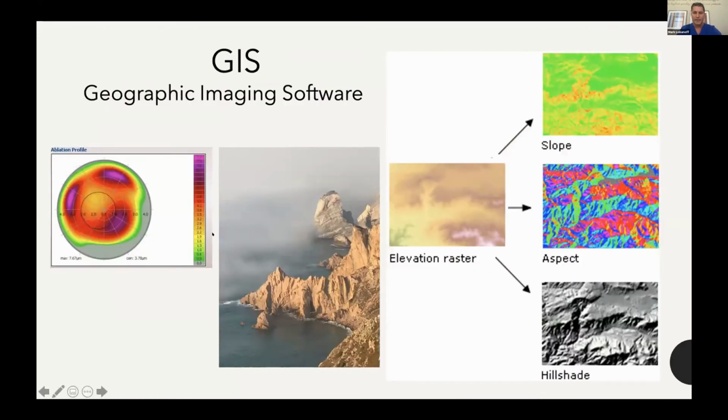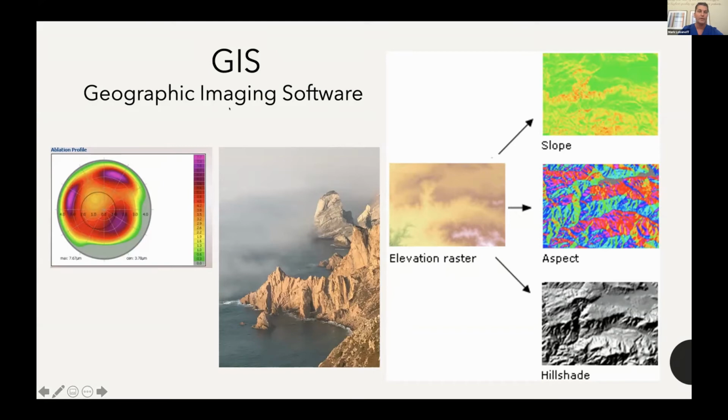So I began to think about how does the real world deal with topography? We have these very complex three-dimensional structures in the real world. They're often represented by two-dimensional maps. And it turns out there's software known as geographic imaging software that can look at a flat two-dimensional map and pull a lot of technical information about the complex three-dimensional structure from that map. This is what we are given with topography-guided LASIK analysis. We're given a two-dimensional map of a very complex three-dimensional corneal surface.